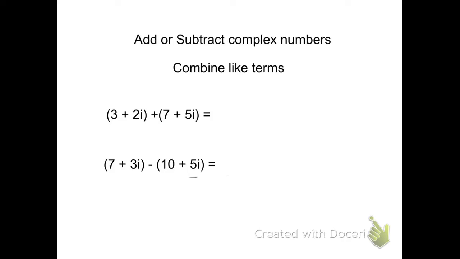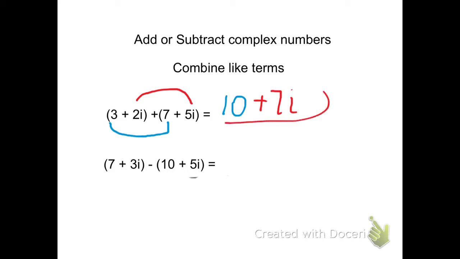If I want to add and subtract my complex numbers, I want to add my like terms or combine my like terms. So I would combine my 3 and 7 because they're my real numbers, and that would give me 10. I want to combine my 2i and my 5i because those have the same variable, and that would give me positive 7i. So when I add the two complex numbers, 3 plus 2i plus 7 plus 5i, my answer would be 10 plus 7i.